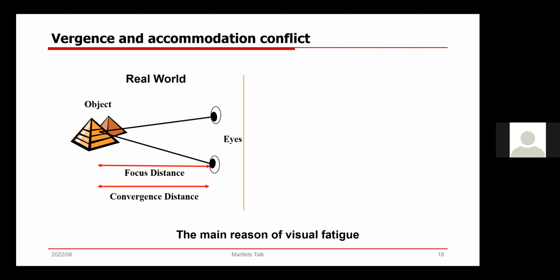It is because in the real world, our eyes have several mechanisms to tell us the depth information of real objects. For example, for a single eye, we have a crystalline lens, and the capsular muscle will push and pull the lens so that the single eye is accommodated on the object. So it is the focus distance of a single eye. But we have two eyes. When we stare at an object, our eyes will rotate and converge on the object. In the real world, the focus distance coincides with the convergence distance.